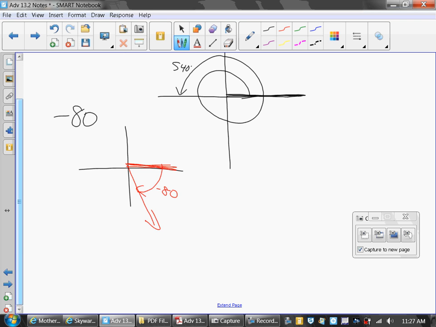It means the same thing if it's negative 700 or 720, whatever it may be. Negative just means you go the other direction, you go clockwise. Positive, you go counterclockwise. Not so bad?